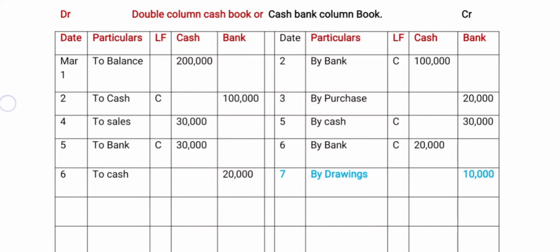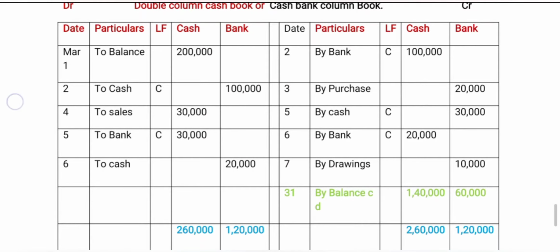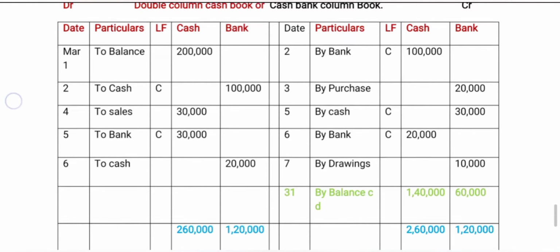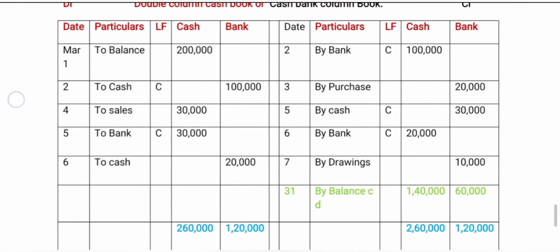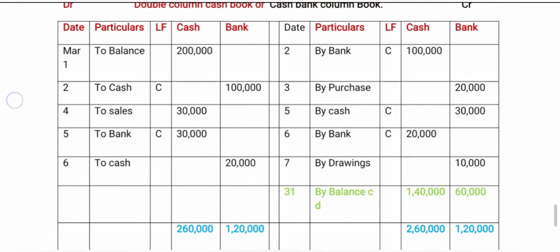We can calculate the total of the debit side now. Calculation of the total amount on the debit side of the cash book, cash column. It is 2 lakhs plus 30,000 plus 30,000. It is equal to 2 lakhs 60,000. Whereas bank column also, 1 lakh plus 20,000. It is 1 lakh 20,000. This amount is taken on both sides, debit side and credit side.